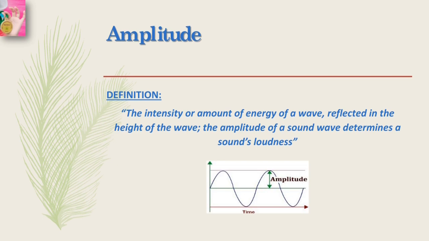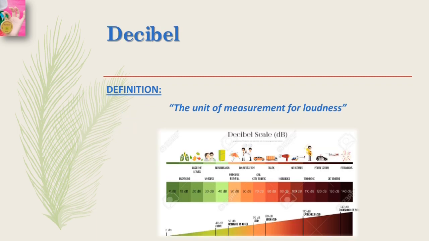So amplitude is the amount of energy of a wave, which is reflected in the height of the wave, and it determines a sound's loudness. There is another definition which I would like to include: intensity is the density of vibrating air molecules, which determines the loudness of the sound. Then there is another term, which is the decibel. Decibel is the unit of measurement of loudness.